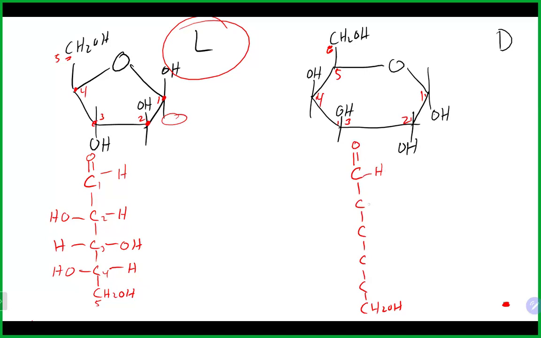At carbon number 2, we're going down, which means OH group should be to the right. Carbon number 3 is going up, which means the OH group should be to the left. Carbon number 4, the OH group is going up, which means it should be to the left. And in this case, our last one there where it came together is going to be D, and that's going to be a right-hand side there.